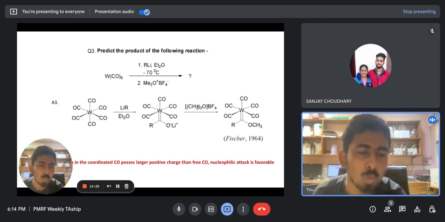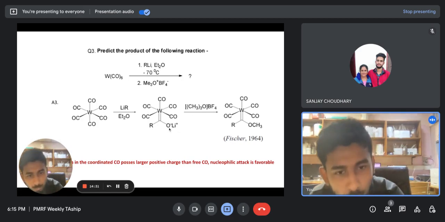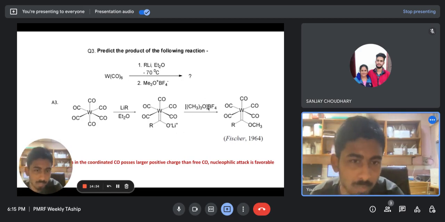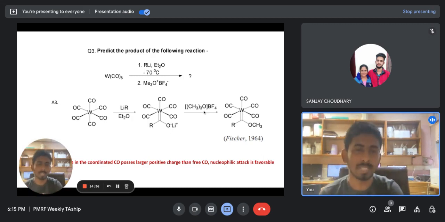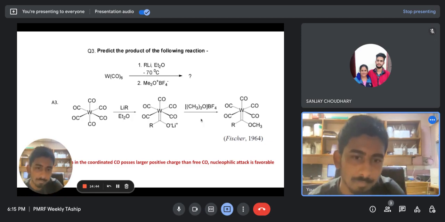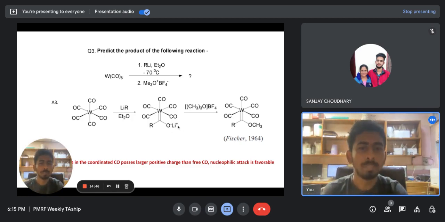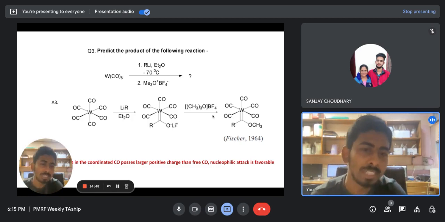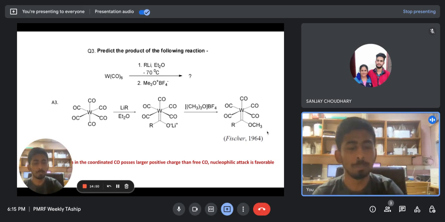So this methyl group will be attacked by the O minus, and Me2O will be liberated as a leaving group. That is dimethyl ether, which is a very stable and volatile molecule. So this OMe will be formed, and the lithium plus will take up BF4 minus and will be liberated as lithium BF4 salt.